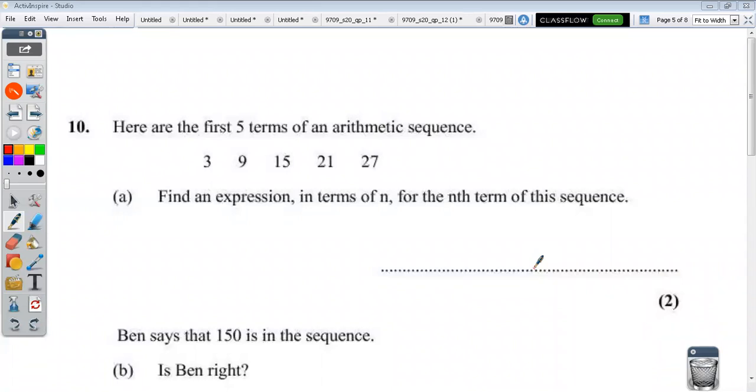6n minus 3. 6n, correct, minus 3. I can test it here. 1, 2, 3, 4, 5. So 6 times 5, 30, minus 3, 27, correct. 4: 6 times 4, 24, minus 3, 21, correct.